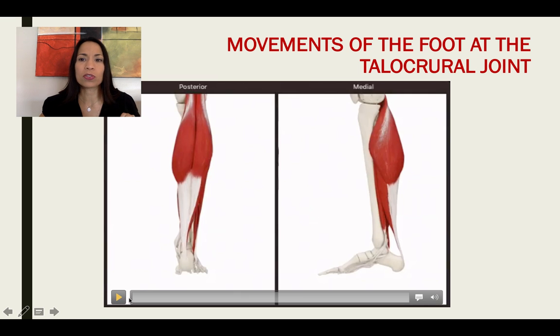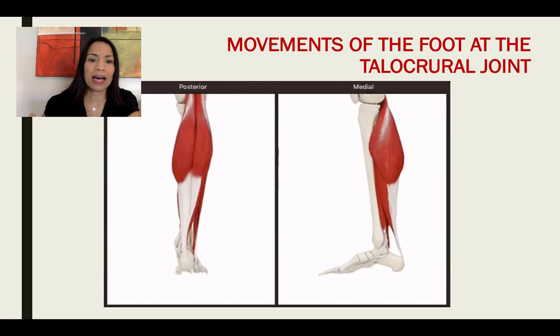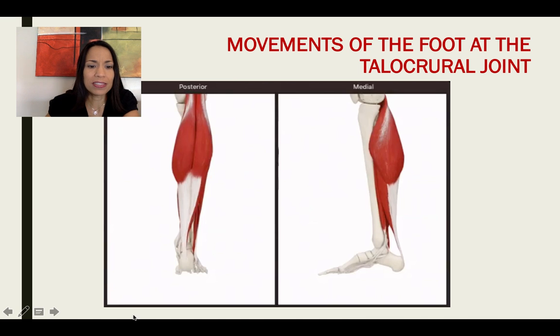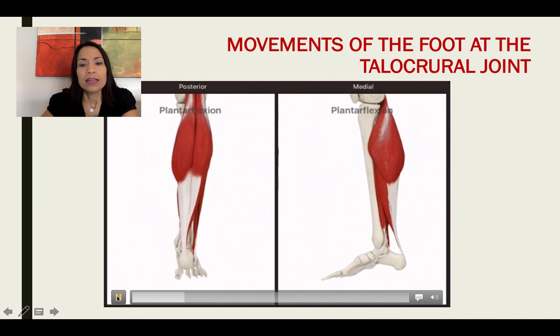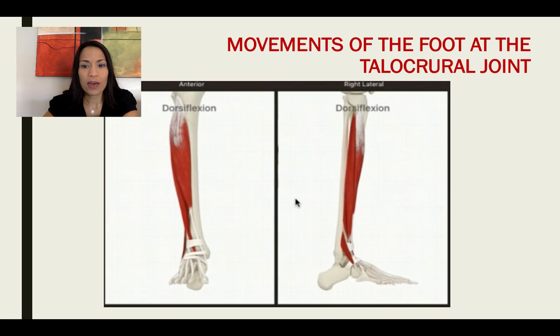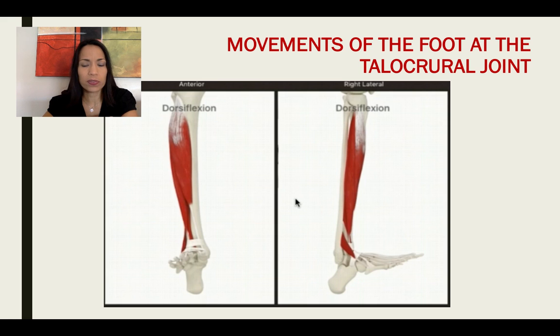Okay, let's review the movements that are allowed at the ankle, intertarsal, and interphalangeal joints. So at the talocrural joint, remember, between the talus, one of the tarsal bones, and crural, tibia and fibula. So that's pretty much your ankle. What are the movements allowed at this joint? Plantar flexion, like walking as a ballerina on your tippy toes. Then you have dorsiflexion, walking on your heels.